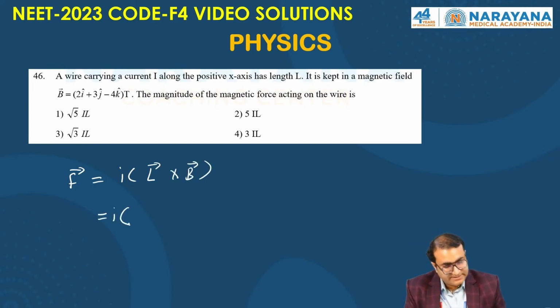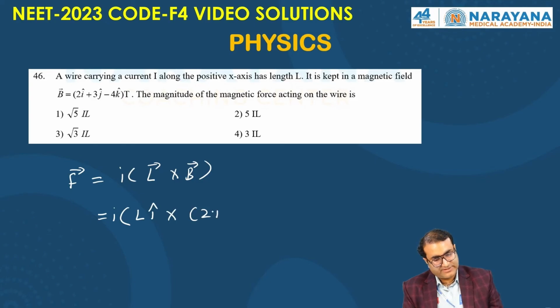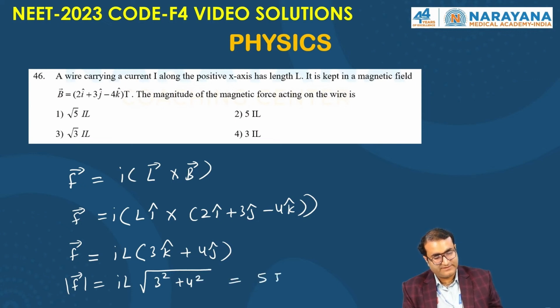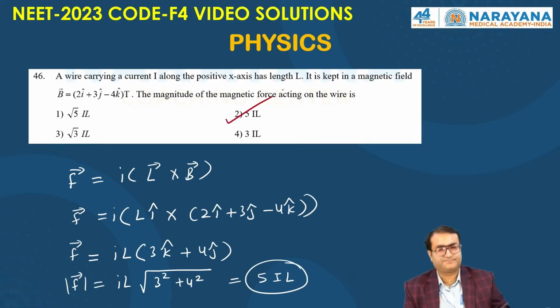So I L is L i cap cross (2i cap plus 3j cap minus 4k cap). If you solve it, you will get I L (3k cap plus 4j cap). So this is in the vector form. Just try to calculate in the magnitude wise. It is I L under root of 3 square plus 4 square, which is 5IL. So I'll go with the second option here as answer.